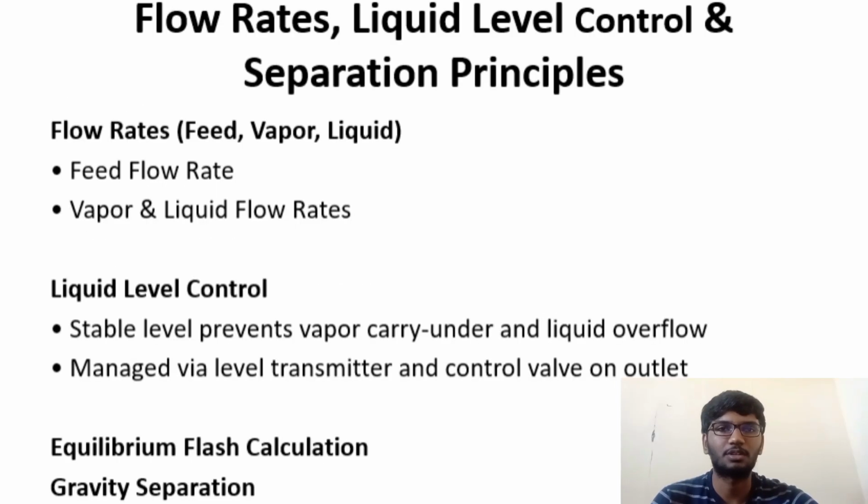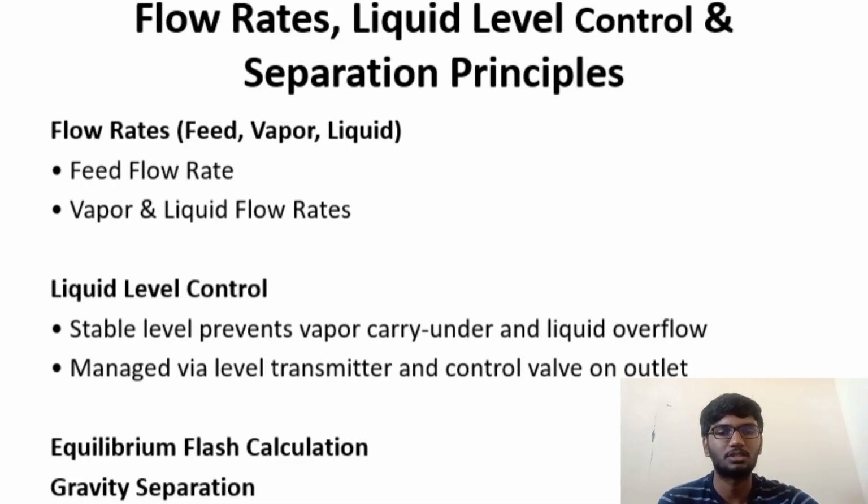Hi, I'm Tarun and I'll be talking about the flow rates, liquid level control and separation principle of the flash drum. First, the feed flow rate helps to determine the vessel size and velocities of the vapor and liquid phases. From flash calculations, we get the vapor and liquid flow rates, which are crucial for sizing the outlet nozzle and piping. Maintaining a stable liquid level is key to prevent vapor carryover and overflow.